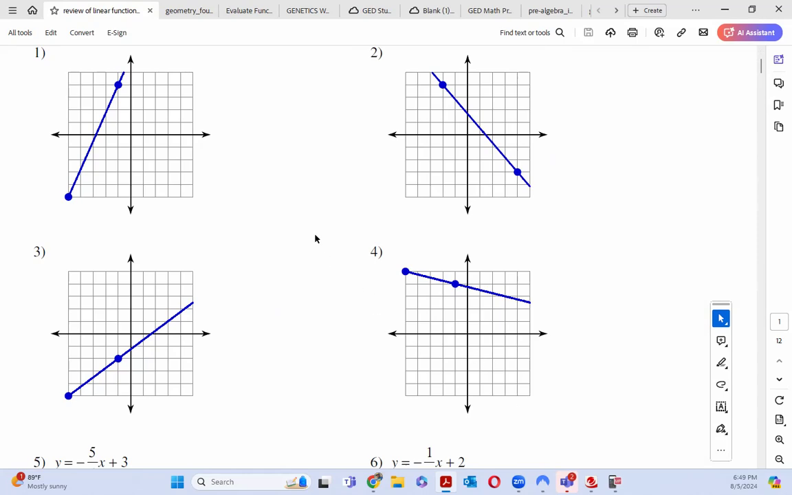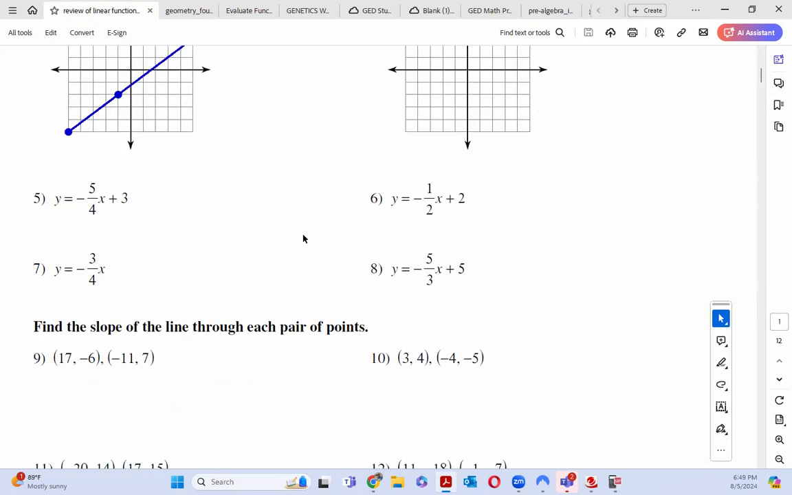So, finding the slope from a graph. Finding the slope from an equation. We just did it. Let's practice. Number 5. What is the slope of number 5? -5/4. What is the y-intercept for number 5? +3. Perfect. Now, I want somebody else to try the next one.